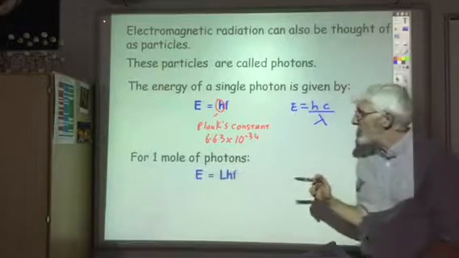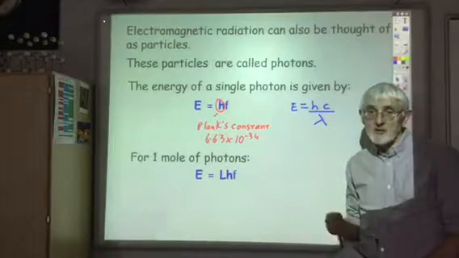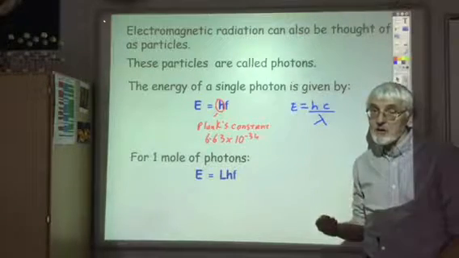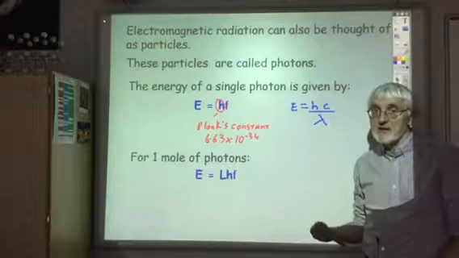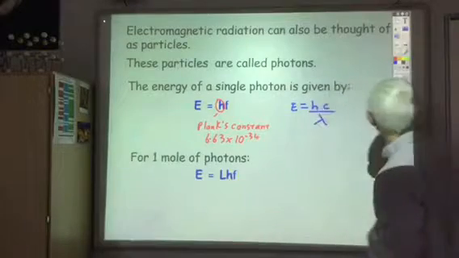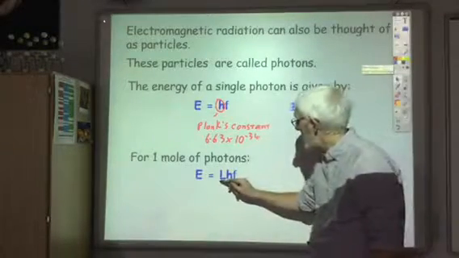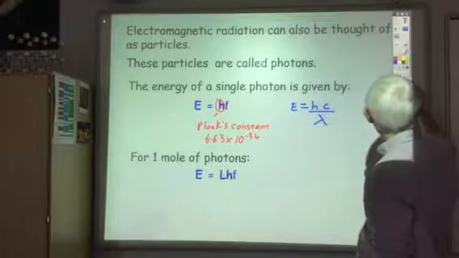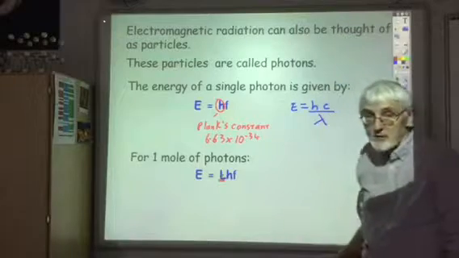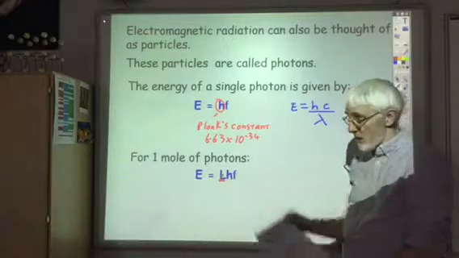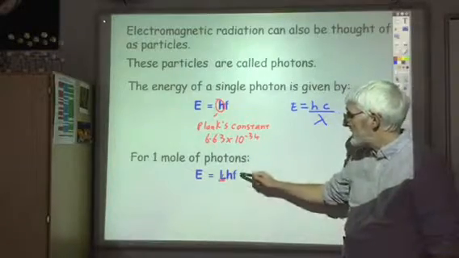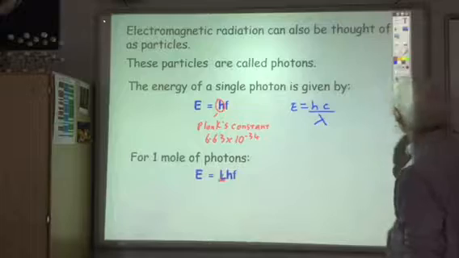However, more often in chemistry we have to work out the energy associated with 1 mole of photons. Now remember, a mole is just a very large number, 6.02 times 10 to 23, known as Avogadro's number, and that's what the L here stands for. The L there is Avogadro's number, 6.02 times 10 to 23, which is also given on the back page of your data booklet. h is Planck's constant, and f is the frequency.